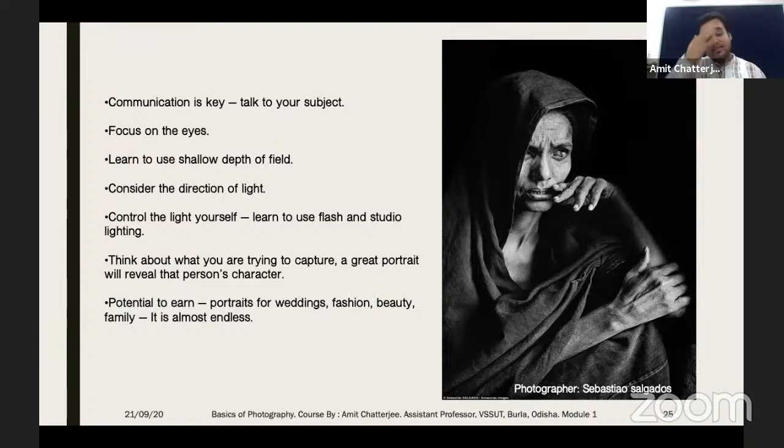The next one is to think about what you're trying to capture. A great photograph, a great portrait, will reveal the person's character. So as I said, where do you want to focus? What do you want to communicate with a portrait? Just taking a photograph of a person is not a portrait. That might be a passport photograph. That's not a portrait. A portrait says more than that.